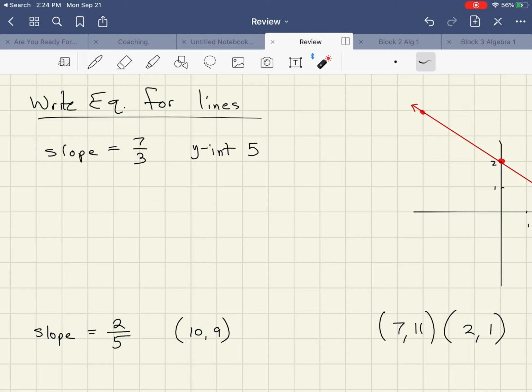All right, this is a video on how to write equations for lines. Generally speaking, if you can write an equation in slope-intercept form, I'm more than comfortable with that for an answer. Once in a while, I will want it in standard form, but we can talk about that in a different video.